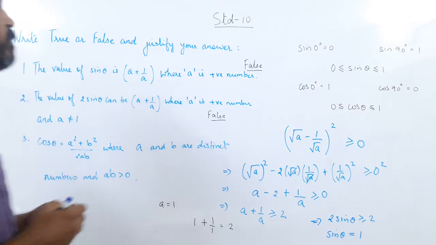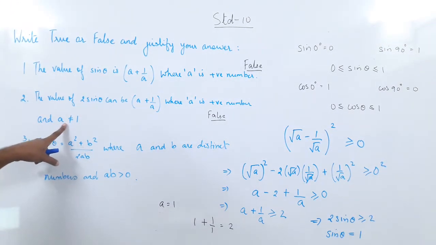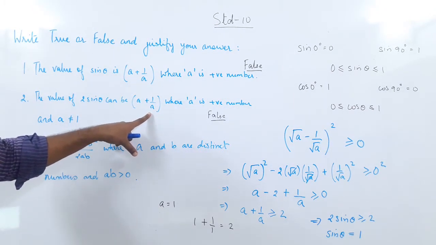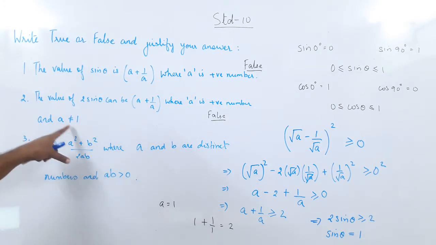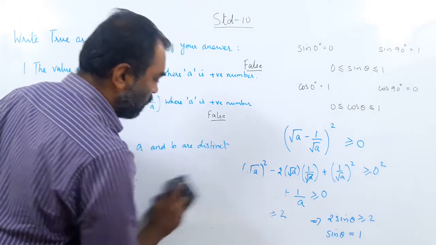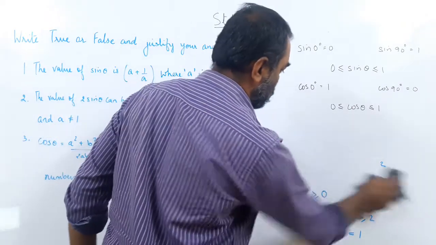So this statement can be true only when a is equal to 1. But they have mentioned a is not equal to 1. So this 2 sin theta can be a plus 1 upon a if and only if a is equal to 1. But because it is mentioned that a is not equal to 1, this is also false. Okay? And now we go to the third part, for cos.